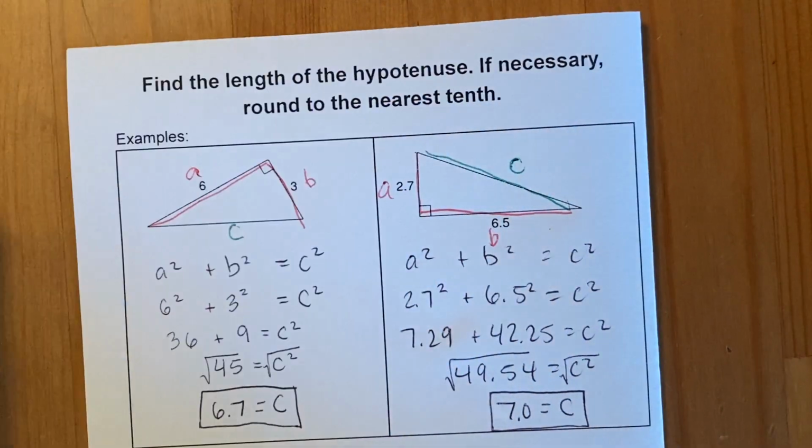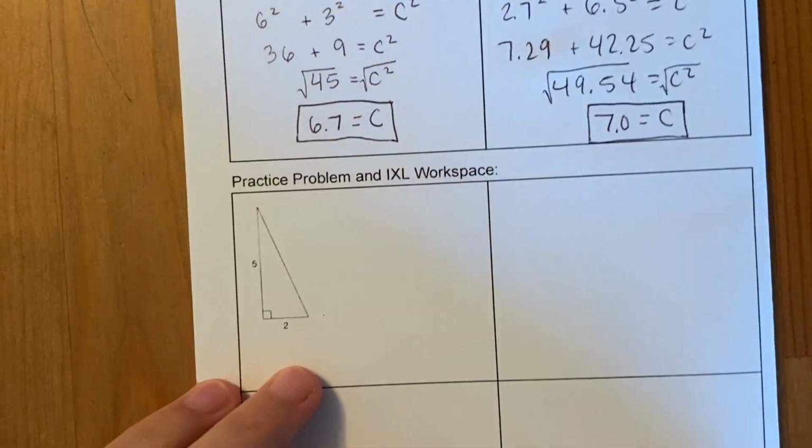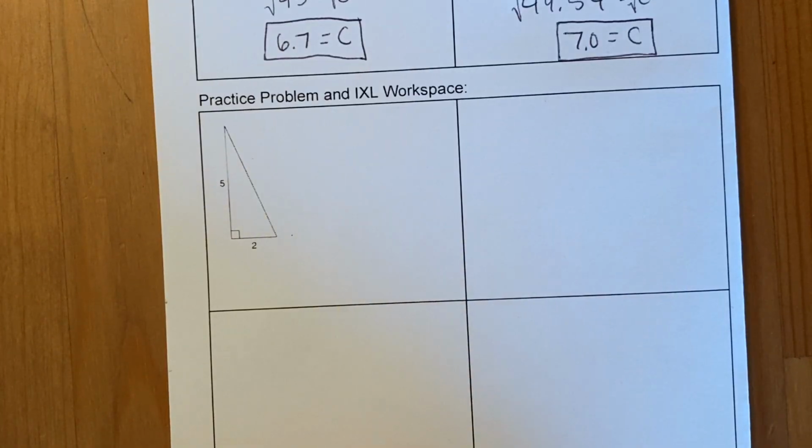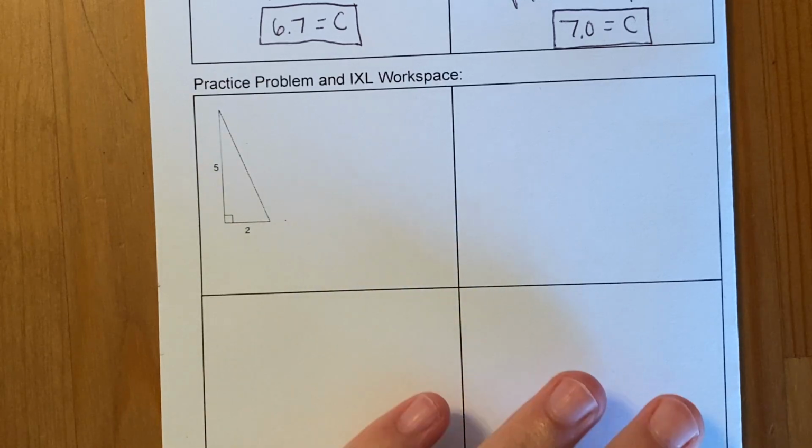Okay, so what you're going to do now is you're going to do this practice problem, check it on the next slide, and then you have some space to work in IXL. You probably will need more space than this, though, so you can grab a whiteboard.